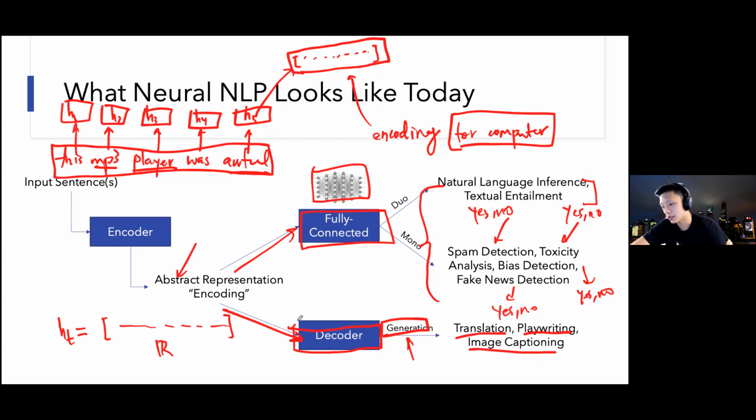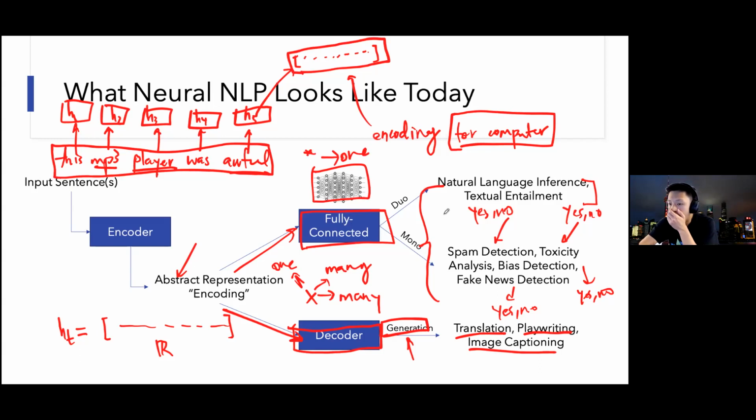So decoders are typically for X to many, where X could be either one. It's either one to many or many to many. This is when we use a decoder for the abstract representation. And then usually for fully connected, it sort of depends, but usually this is for anything to one.